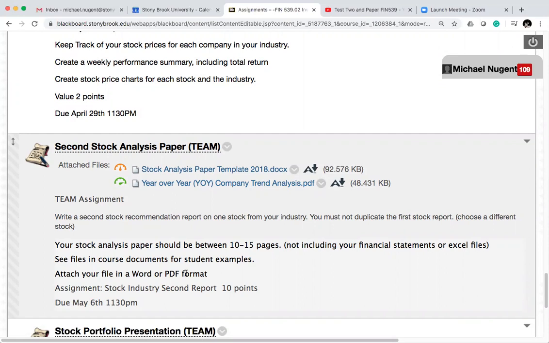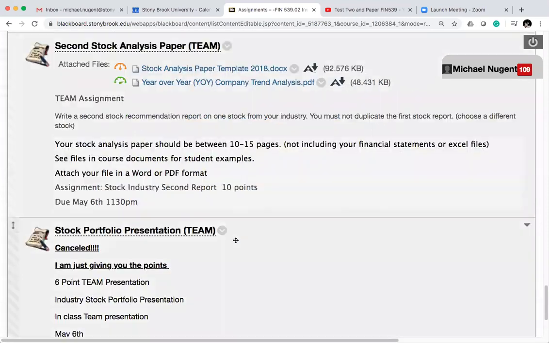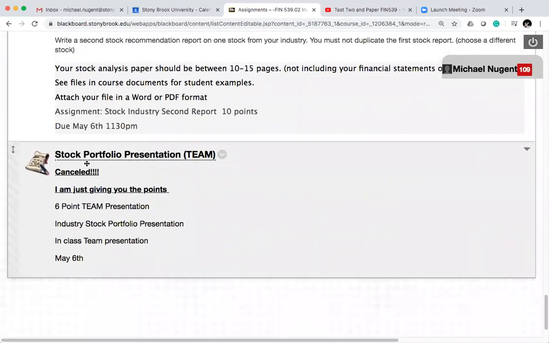on how you did some stock analysis, how you built a database, and then you did some technical and fundamental analysis and wrote up a stock recommendation report. So it's a good tool to have in your portfolio of work. Now, the stock portfolio presentation that we were going to do in class is canceled. So I just gave you the 6 points for this.